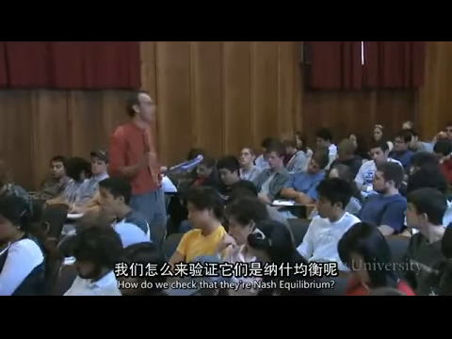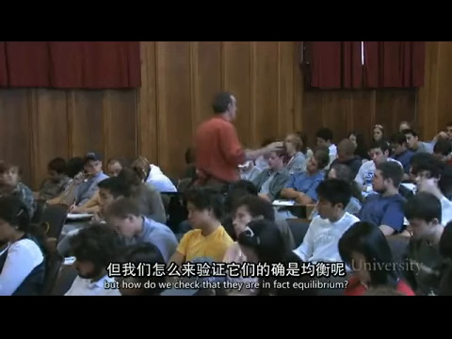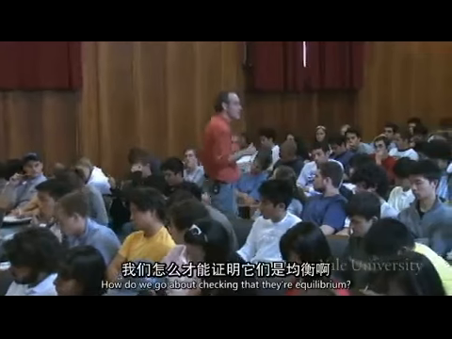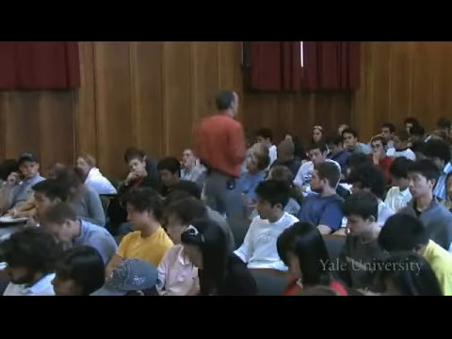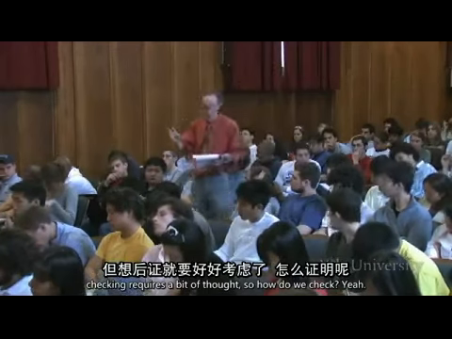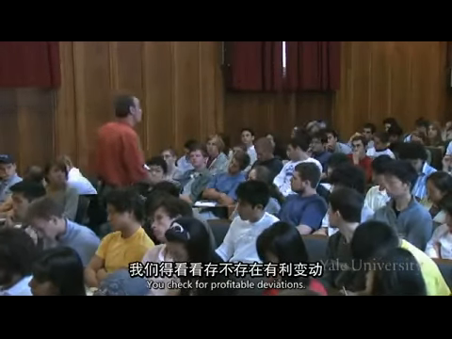Both of those, I claim, or Greg claims, but more carefully, Greg claims both of those are Nash equilibria. How do we check that they're Nash equilibria? So, I mean, they are, you're right, but how do we check that they are in fact equilibria? The guessing part is easy. Checking requires a bit of thought. So how do we check? Yeah? You check for profitable deviations. You check for profitable deviations.